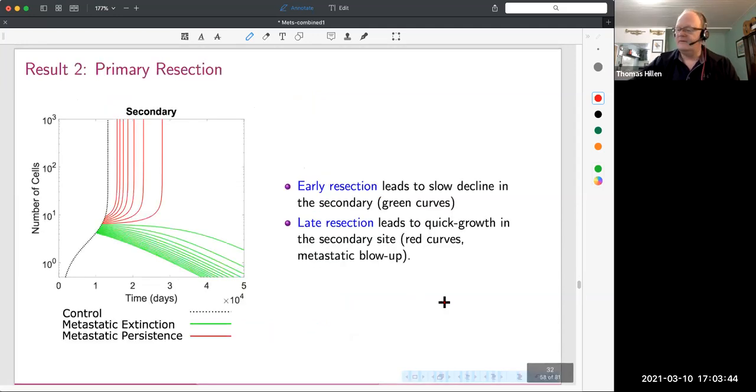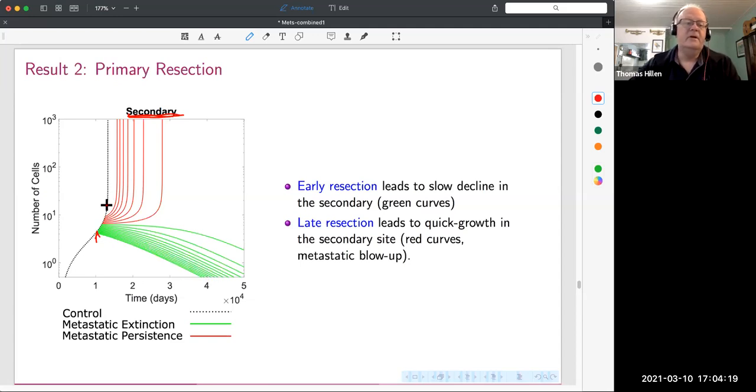Okay. Now the primary resection, this is really interesting. Now we're only looking at the secondary site, and then we remove the primary at a certain time. The black line here is a time course of the metastasis if you leave everything alone, you do no surgery and nothing. Time is on the x-axis and number of cells in log scale on the y. But if you do resection early, like here at this time point, then you follow the green curve and the metastasis dies. So the primary is removed and the metastasis dies.